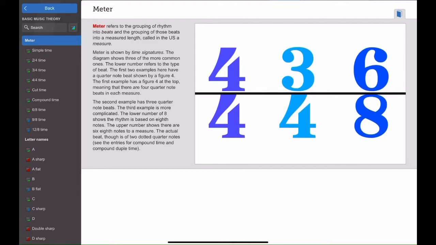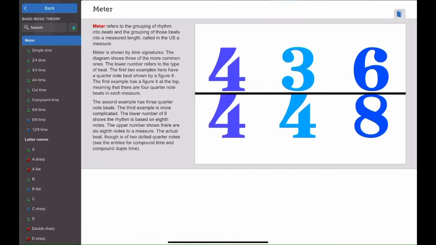So, meter refers to the grouping of rhythm into beats and the grouping of those beats into a measure length, called in the United States a measure. So the meter is shown by the time signatures. You are welcome to pause this video and read all the text in front of you. However, what I always say is that the top number, the 4, 3, and 6, show you how many.